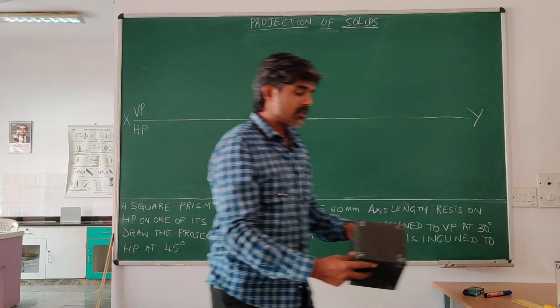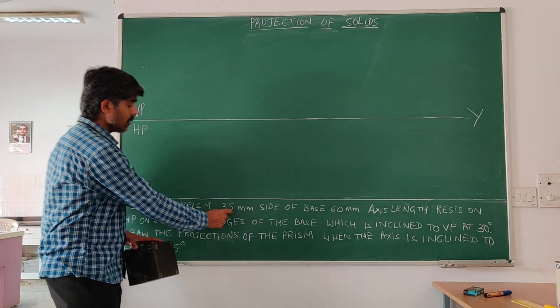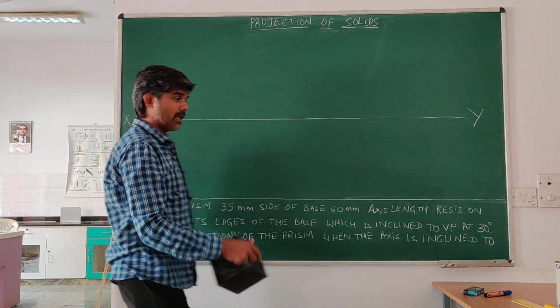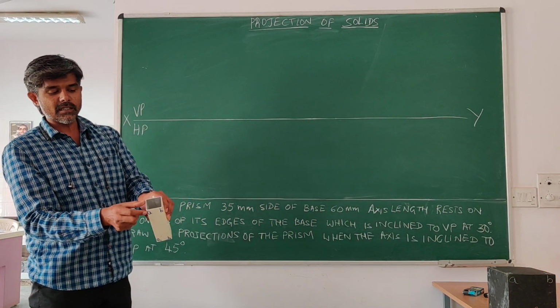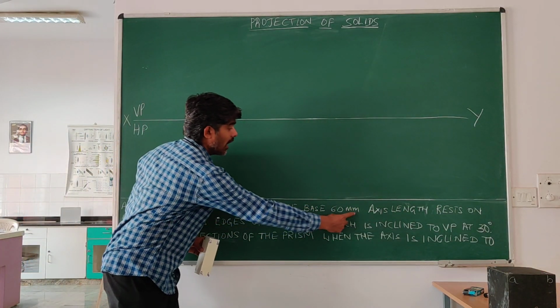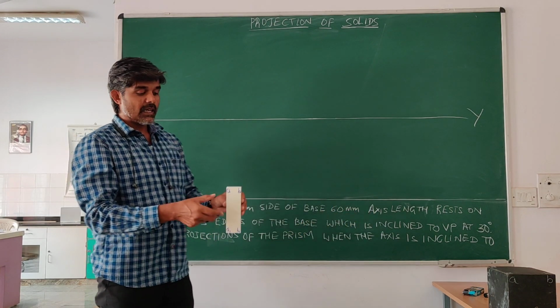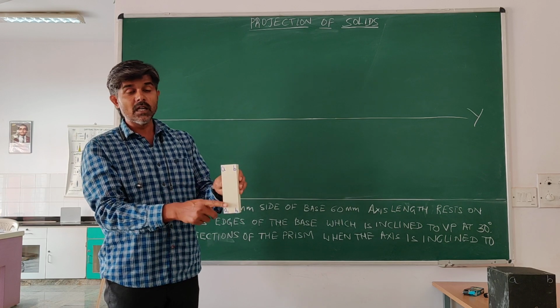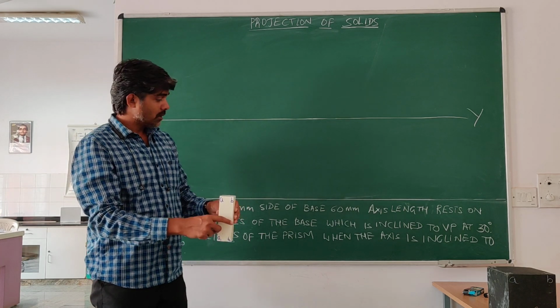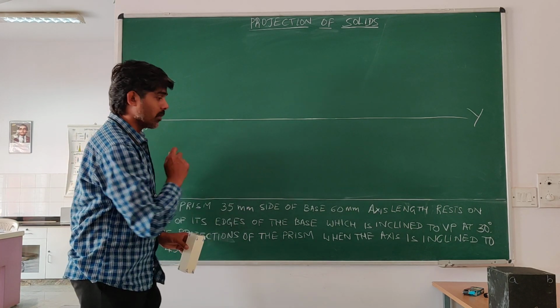Now in the problem he has given 35 mm side of base, so the dimension is 35, while the height, the axis length, is, this is actually the side, but in the prism the axis length is also equal to the lateral side length, which happens to be 60 mm in this problem.